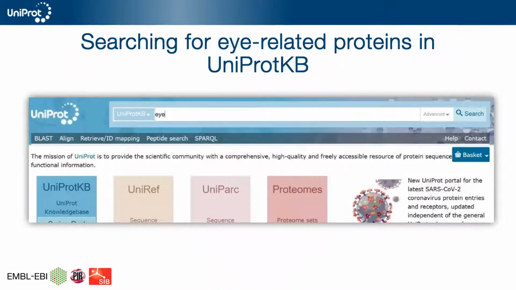So how can you find eye-related proteins in UniProtKB? The simplest way is to just search for eye at the top of our page in the search bar.